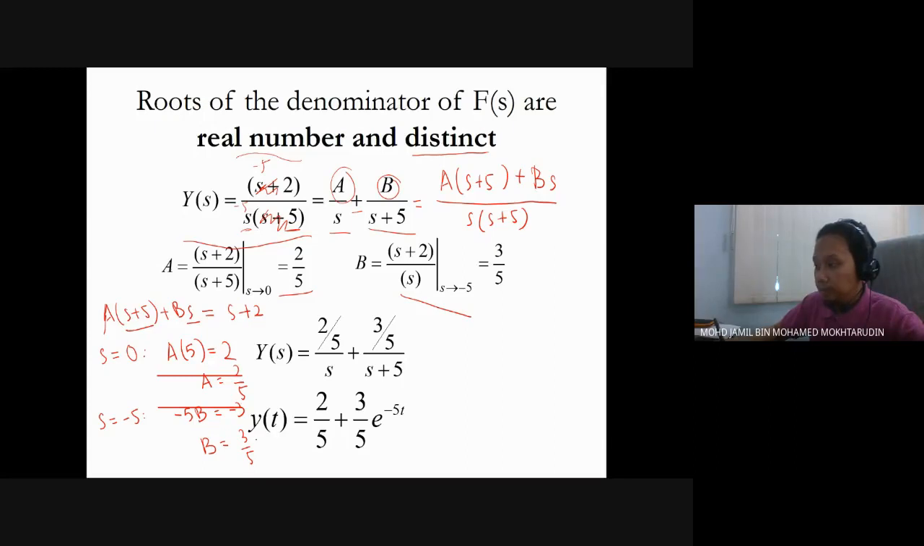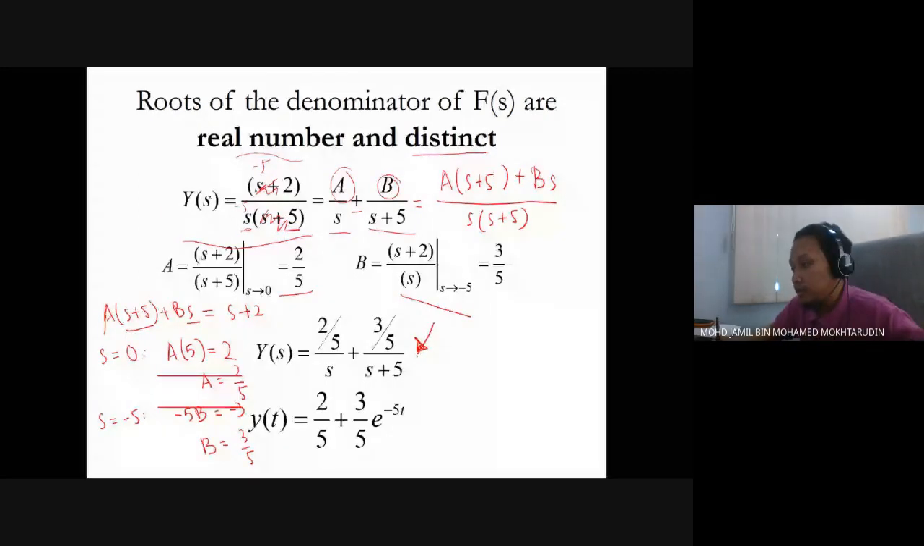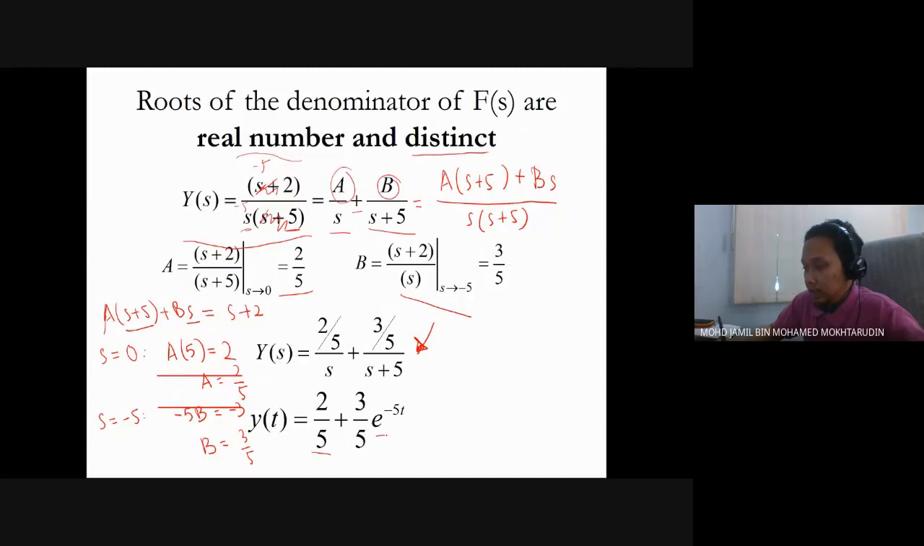So when you get the value of a and b, you need to resubstitute into this equation, and then apply inverse Laplace transform. So you get 2 over 5 over s, you get 2 over 5. 3 over 5 over s plus 5, you get 3 over 5 times e power of minus 5t. Okay. So you need to use inverse Laplace transform here, okay, to get the y in time domain from y in frequency domain, okay.